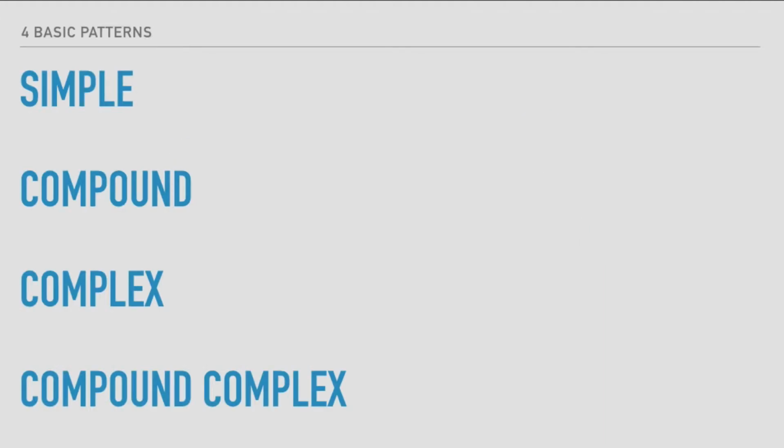And there are four basic patterns that a sentence has. It can be simple, compound, complex, or compound complex. Now, what do these terms actually mean? If it's simple, it means that between the capital letter and the full stop, there's one clause, symbolized by this triangle. If it's a compound pattern, it means that there are two clauses.